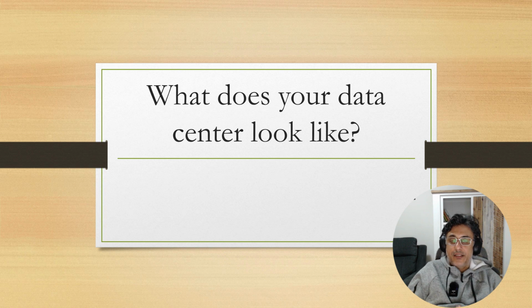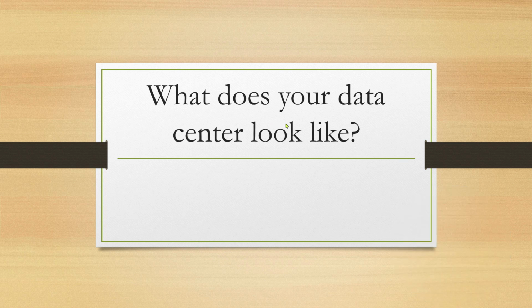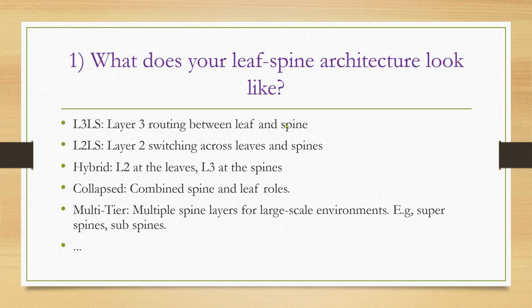So let's get started. First off, let's talk about your leaf spine architecture. What does your leaf spine architecture look like? Is it a layer 3 leaf spine, or is it L2 leaf spine, or a hybrid, or a collapsed, or is it a multi-tier model where you have super spines and subspines?